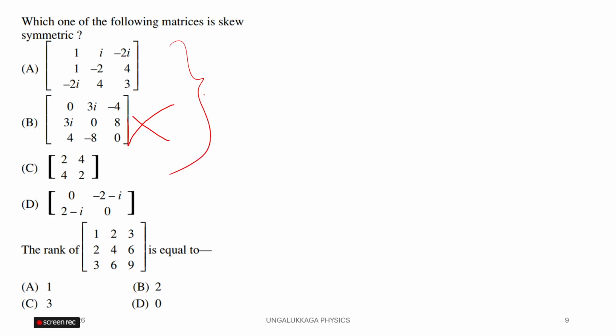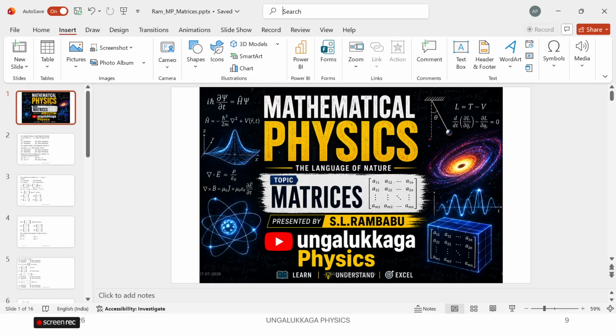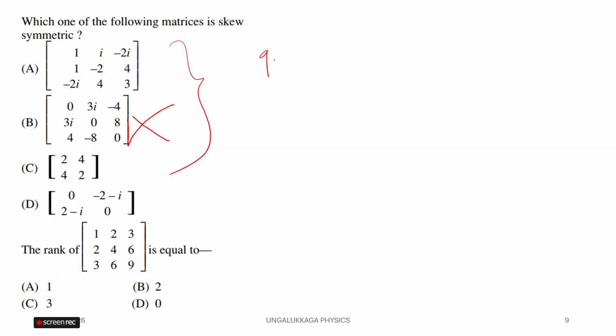Okay, so this is slide number 9 and we have question 1. Now here we have the rank of the matrix. If you reduce the matrix with the help of Gauss elimination or otherwise, you will get only one unique row. So the rank of the matrix is 1, right?